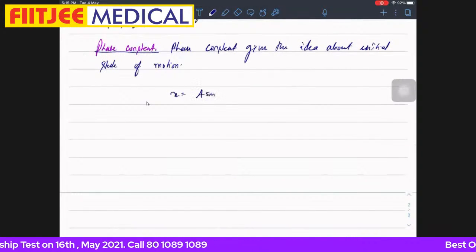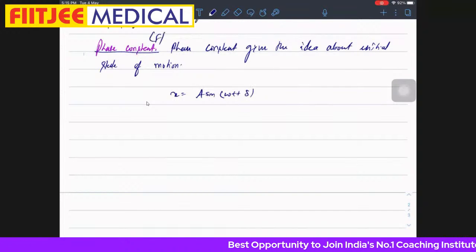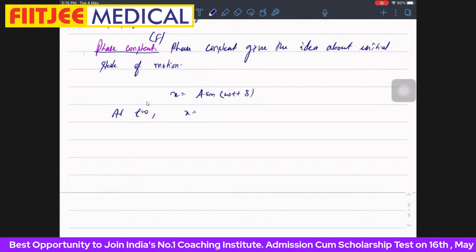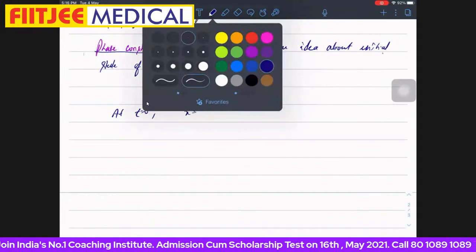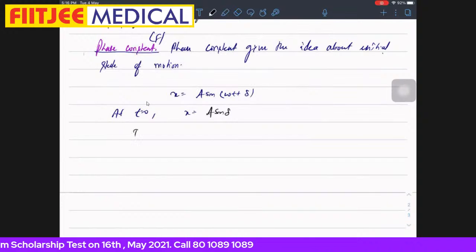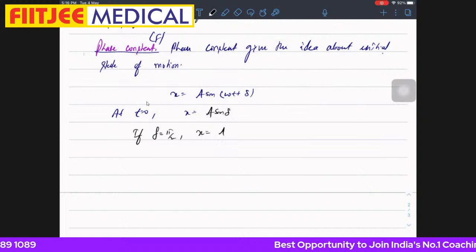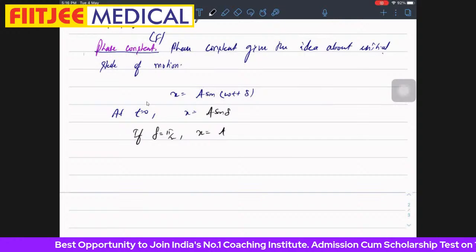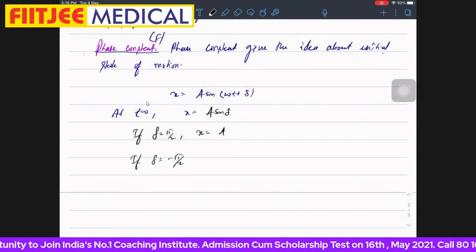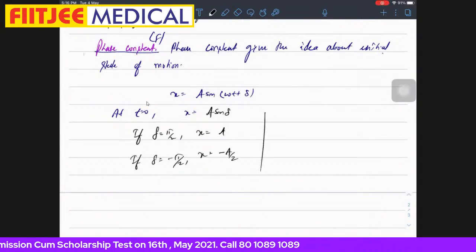Like x equals a sine omega t plus delta, the phase constant is delta. At t equals 0, the equation becomes x equals a sine delta, because the phase constant gives the idea about the initial state of motion. If delta is equal to pi by 2, then x equals a, which means initially at t equals 0 the particle was at the positive extreme. If delta is equal to minus pi by 2, then x equals minus a, which means the particle is at the negative extreme.